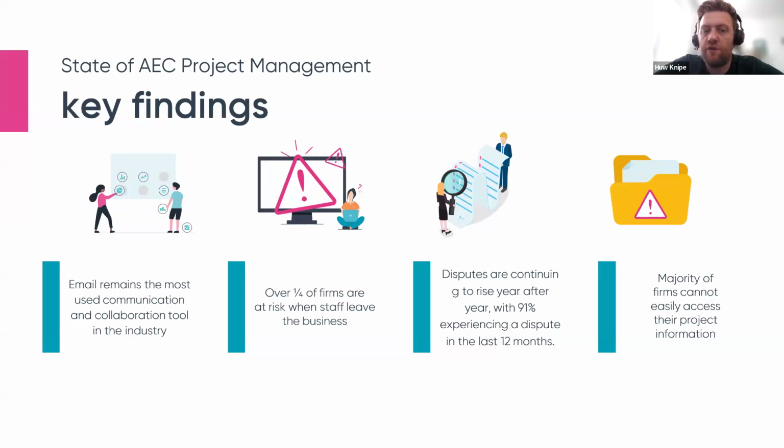Thirdly, disputes are continuing to rise year on year. In our 2021 report, 63% of respondents experienced some form of dispute in the business, and this year, that number has risen to a disturbing 91%. Project scope changes and payments continue to be the leading cause of disputes. Considering the majority of project scope information resides in emails and formal documents, and firms, as we've talked about, cannot easily access this, it's hardly surprising that they are continuing to dig themselves into trouble.